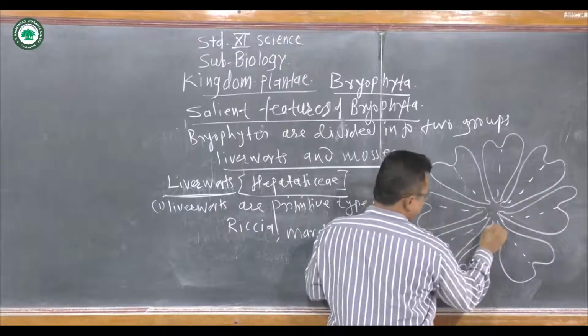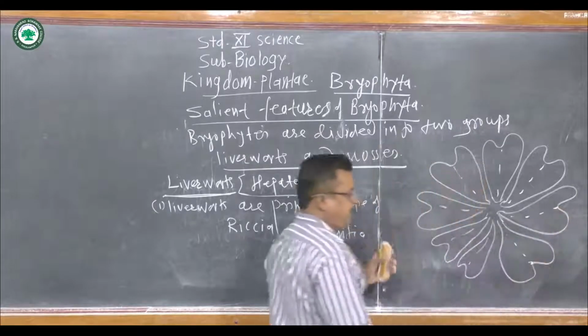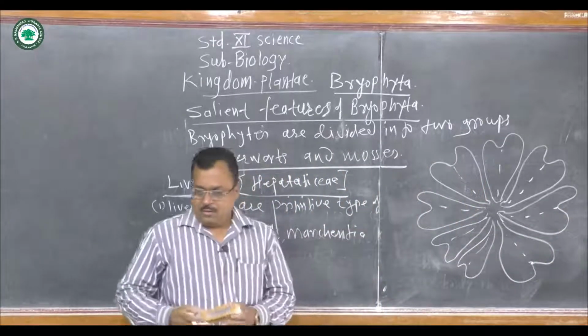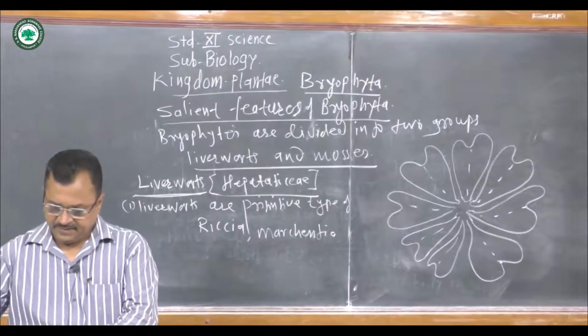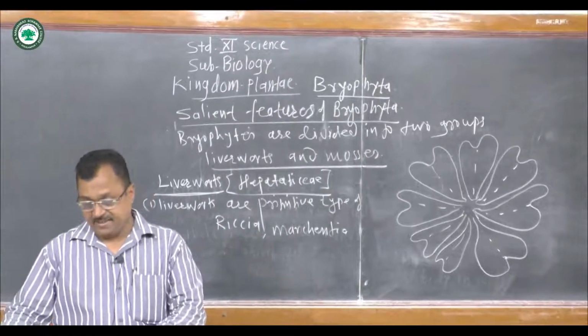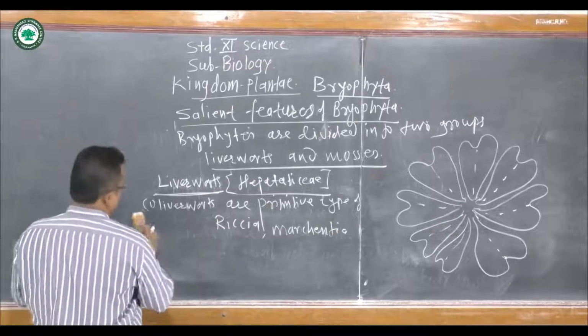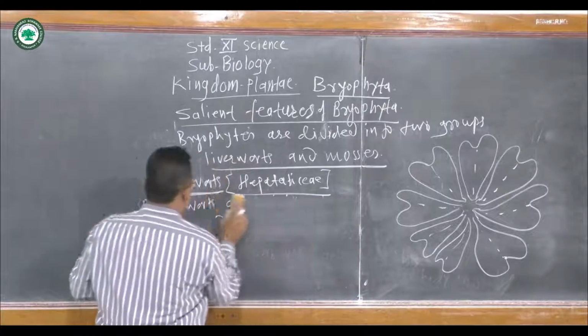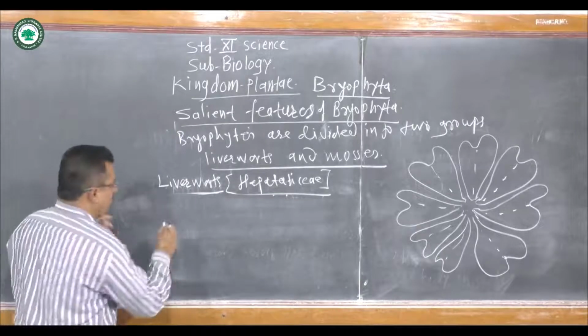They are green in color, with autotrophic mode of nutrition. Then vegetative reproduction takes place in Riccia and Marchantia also. Then hornworts, another group of bryophytes, that is hornworts.